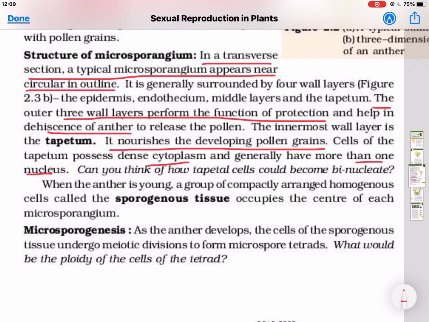Can you think of how the tapetal layer becomes binucleate? Because उसमें सेल वॉल फॉर्मेशन नहीं हो रही, न्यूक्लियस डिवाइड कर रहा है बट सेल वॉल फॉर्मेशन नहीं हो रही, जिस वजह से टेपिटम के हर सेल में बाइन्यूक्लिएट सेल्स हैं. मींस हर सेल में 2 न्यूक्लियस प्रेजेंट हैं क्योंकि उनमें सेल वॉल फॉर्मेशन अभी नहीं हुई.